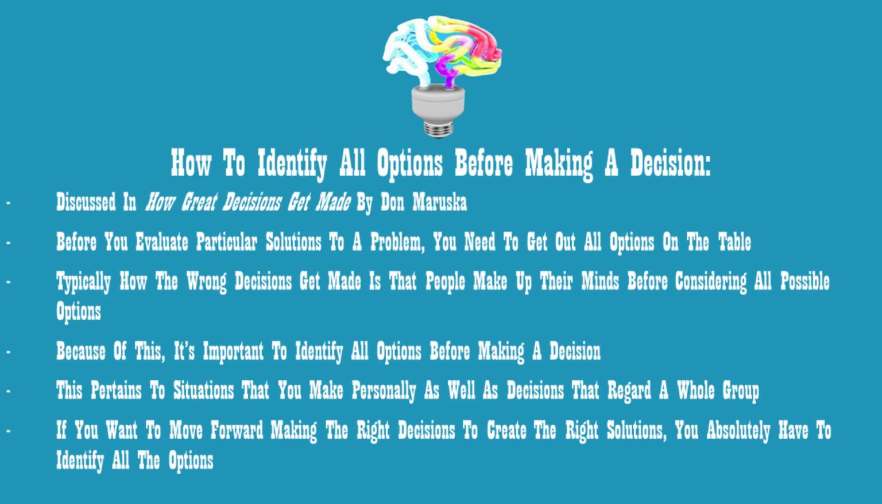Because of this, it's clearly important to identify all options before making a decision, and this pertains to decisions that you make personally as well as decisions that regard a whole group. And if you want to move forward making the right decisions to create the right solutions, you absolutely have to identify all the options. And with this being said, I now want to go through Don's steps to do so.